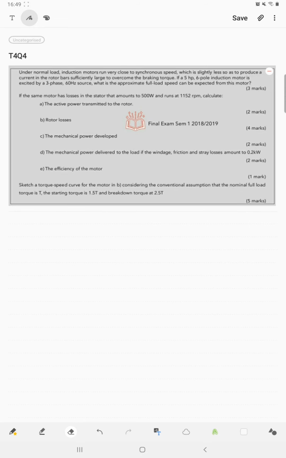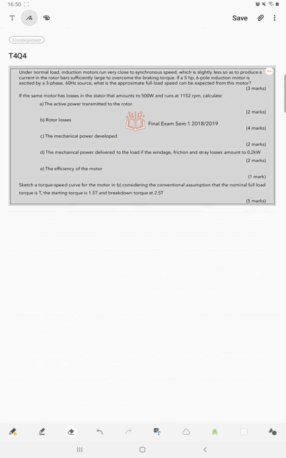Okay, for the last question of the tutorial, we're going to take a look at the final exam of semester 1 2018-2019, which is 2 years ago. And this question actually covers all on induction motors and has a lot of analysis, so it's good to go through the rest of the question.